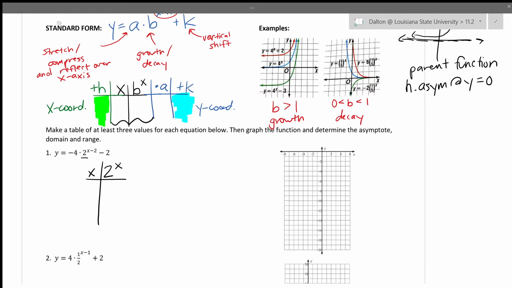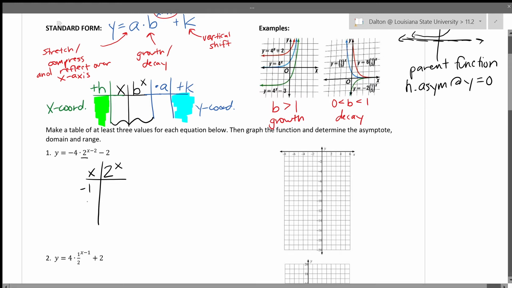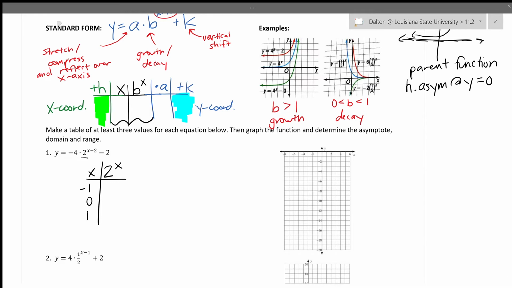You can choose whatever values you want. However, I'm going to request that you at least choose a negative number, 0, and a positive number. And keeping them small is going to be better. So you're going to notice I pretty much will choose -1, 0, and 1 every single time. Okay, so we're going to substitute these values in.